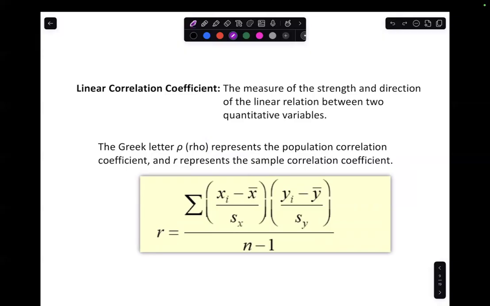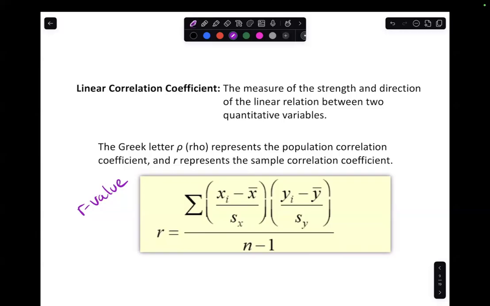99.9% of the time, we use the sample. So we're going to throw rho away and we're just going to use R. Remember, samples don't get pretty letters. So R represents the sample correlation coefficient. I frequently will just call it an R value. Even though it is a correlation coefficient, it is a mouthful to say that over and over again. So we'll just call it an R value. R value is the correlation coefficient. And in your calculator, it'll be an R value.